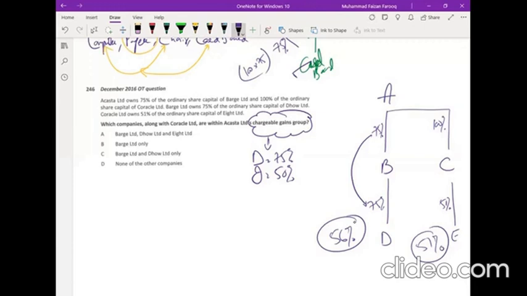Is it A? Why? A has a direct holding. A has 75% in B. Okay, so B is okay, right? And for D, 56%, greater than 50% holding in D. Okay, fine.